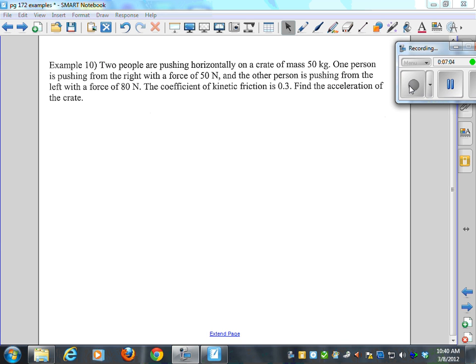Two people are pushing horizontally on a crate of mass 50 kilograms. One person is pushing from the right with a force of 50. The other person is pushing from the left with a force of 80. So they're really not working very well together. The coefficient of kinetic friction is 0.3. Find the acceleration. You guys can do this, right? I'll draw a little free body diagram here to get you started.